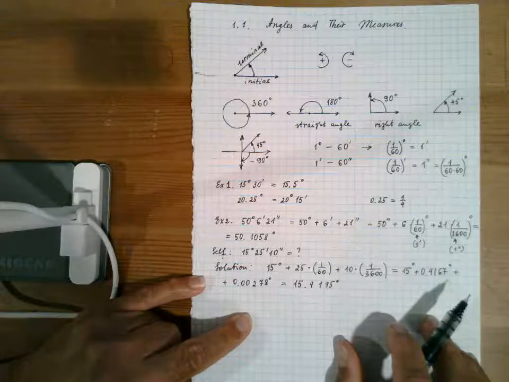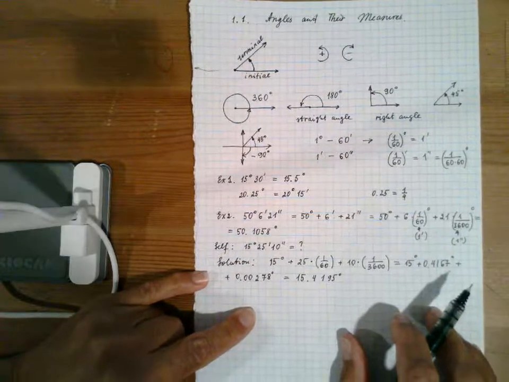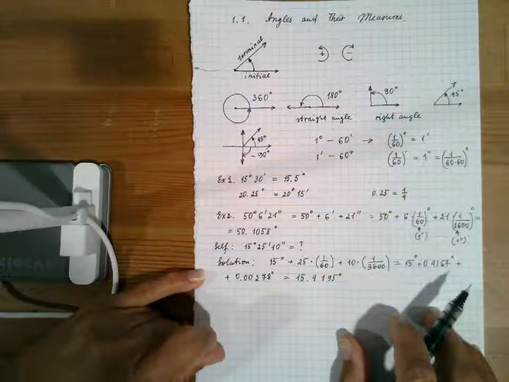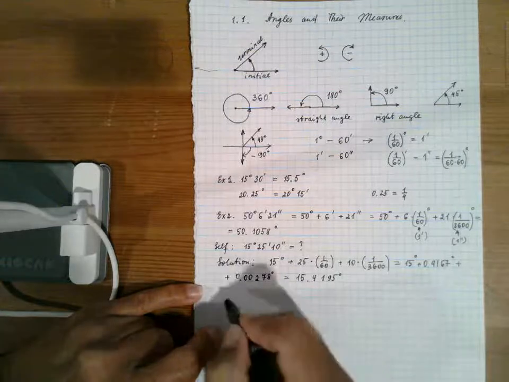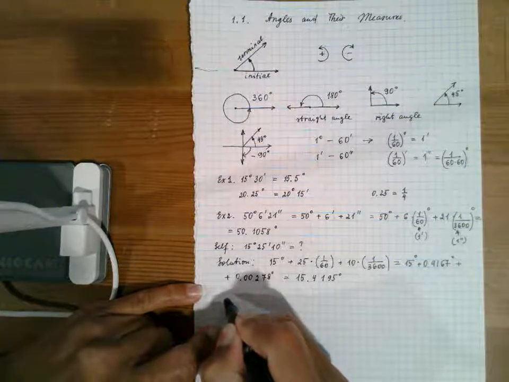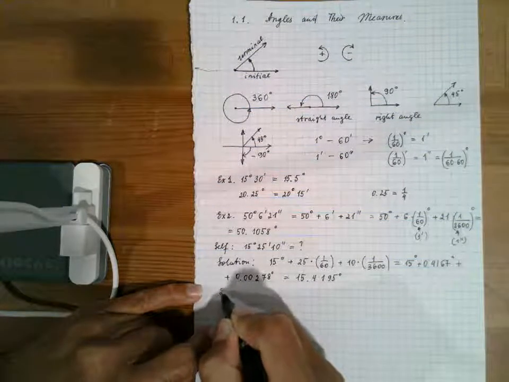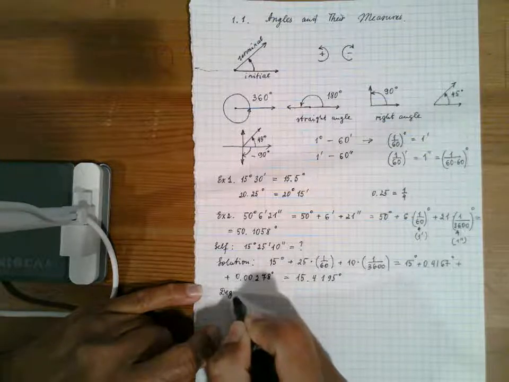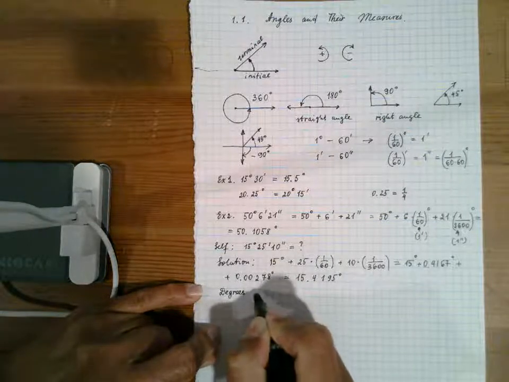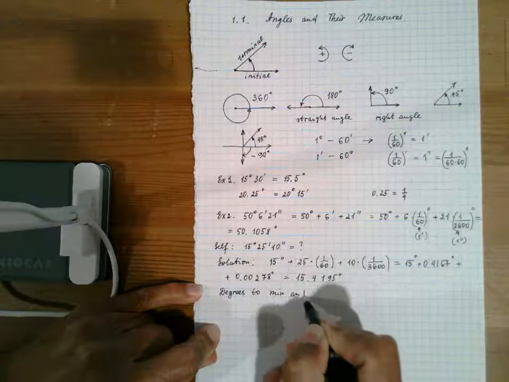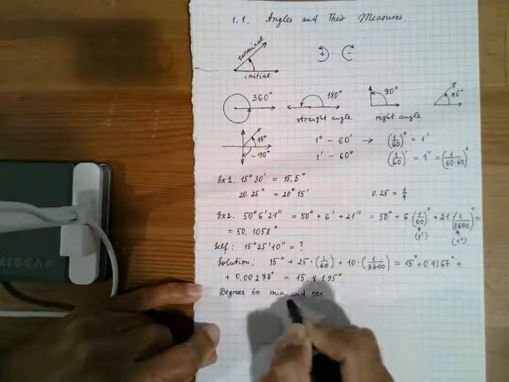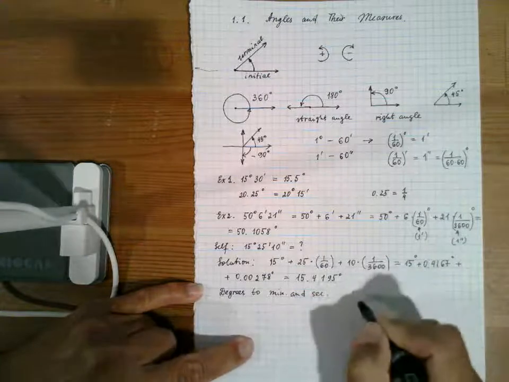Now we're going to learn how to go in opposite direction. Opposite direction means that somebody gives us degrees and we want to see how many minutes and seconds it's going to be. Let me write it down. So degrees to minutes and seconds. Okay.